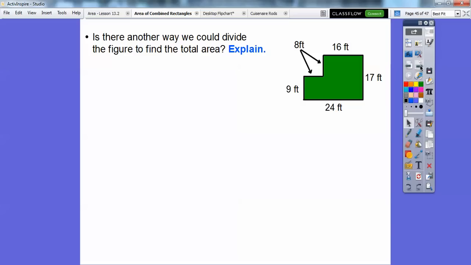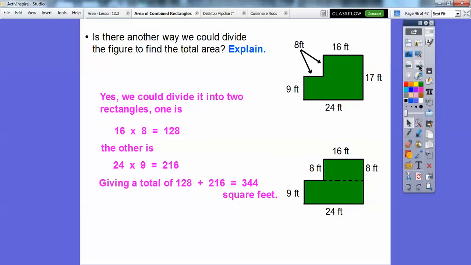Is there another way we could divide the figure to find the total area right here? Well, we did this. We cut it down right here. We can do a slice right across here and then find the area of those two rectangles. So what I did was we're not using this 24 right here. We're going to go 16 times 8 is 128 right there, okay? And then we do 24 by 9, and that's going to get us 216. So 128 goes right here, 216 goes right here. And it still adds up to 344 square feet on that, okay?